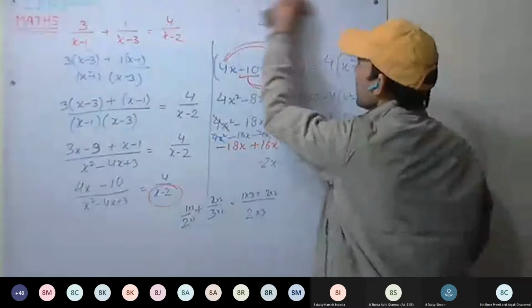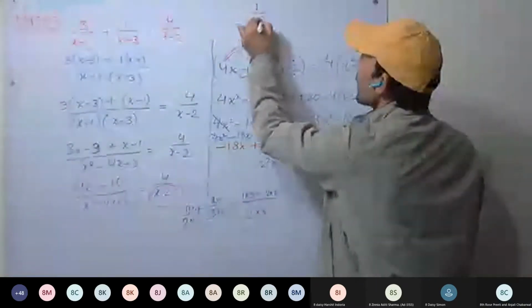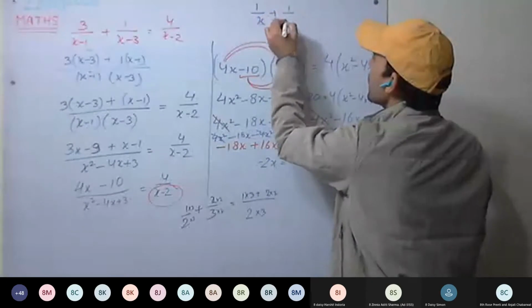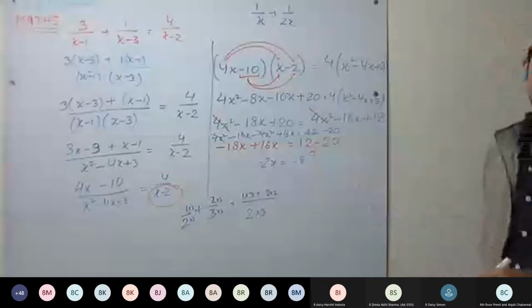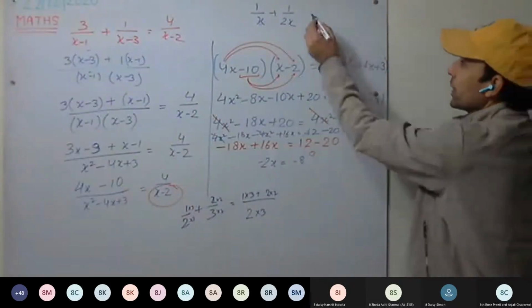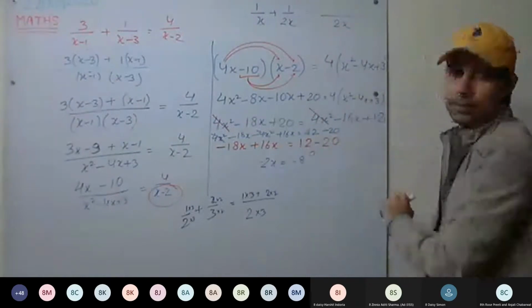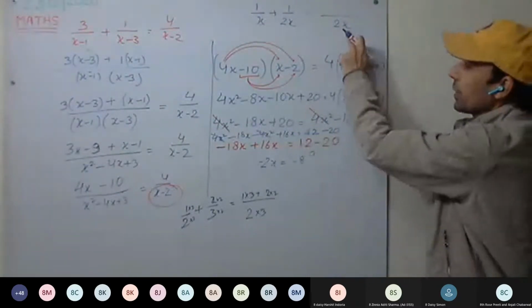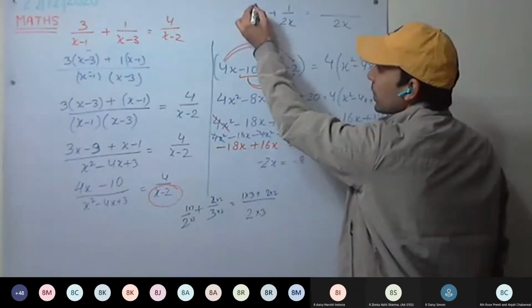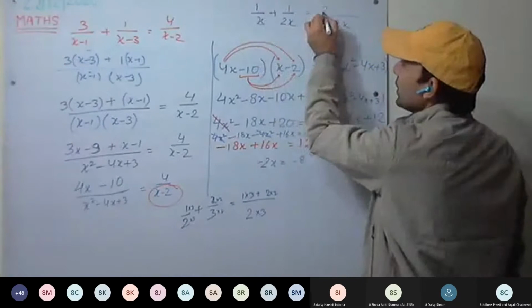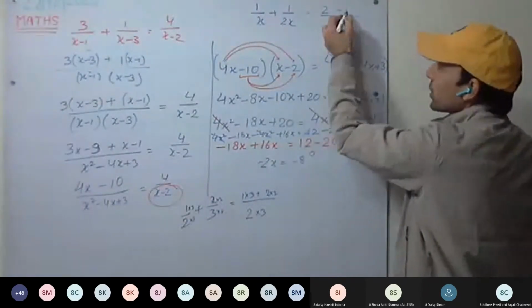Okay, I give you one question. The question is 1 upon x plus 1 upon 2x. Now add them. How are you going to add? Take the LCM. What will be the LCM? 2x will be the LCM. So for the first term, you have to make the denominator 2x. For that you have to multiply by 2. So it will be 2 into 1 plus, it is 2x already.